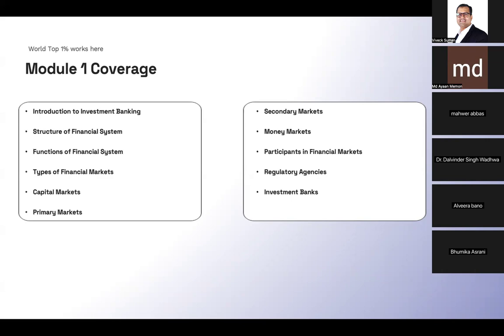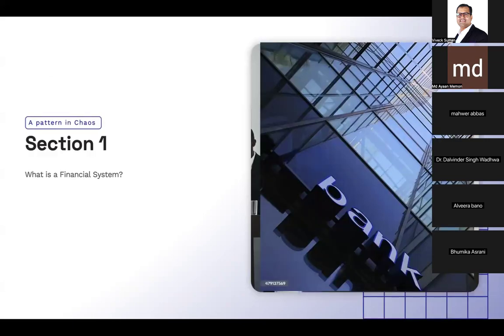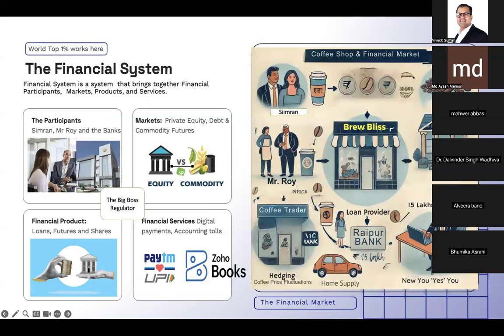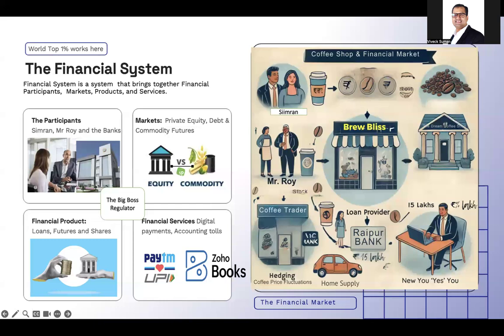There is a complete big session on the investment bank and its operation after module 8. And of course, in section 1, we covered the financial system, where we looked into, how many of you remember, Brew Bliss of Simran and how she was operating and what all she did to raise funds and how Roy helped. We also looked into the participants, of course Simran, Roy, and the banks, while the markets were private equity, debt providers like banks, as well as commodity futures. We also looked into the financial products, which we discussed: loans, futures, shares, and financial services, which were digital payment and accounting tools like Tally, which you use. And at the top sits the big boss, the regulator, who will make sure that Simran or Roy or banks are not being cheated.